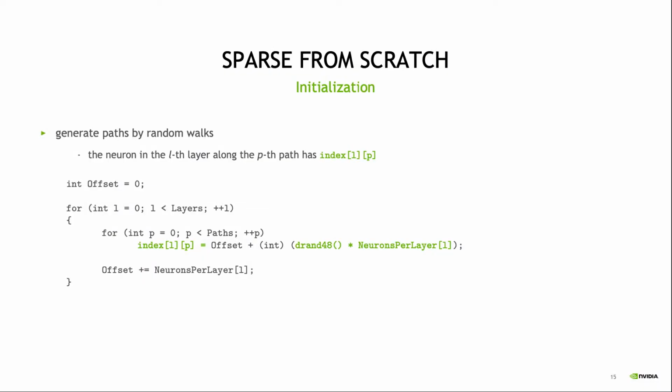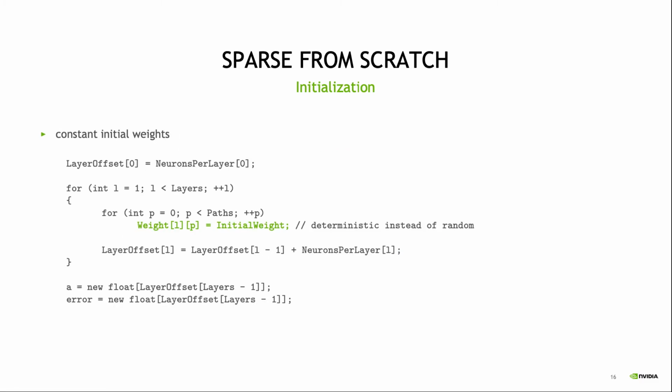We are going to prove the case by going through an implementation. The first step to represent a neural network by paths is to generate the random walks as an array of indices. Therefore, we enumerate all layers and paths. In layer L of path P, the index of a neural unit then is just randomly selected among the neurons in that respective layer. Next, the weights along the edges of a random walk path are initialized with a constant.